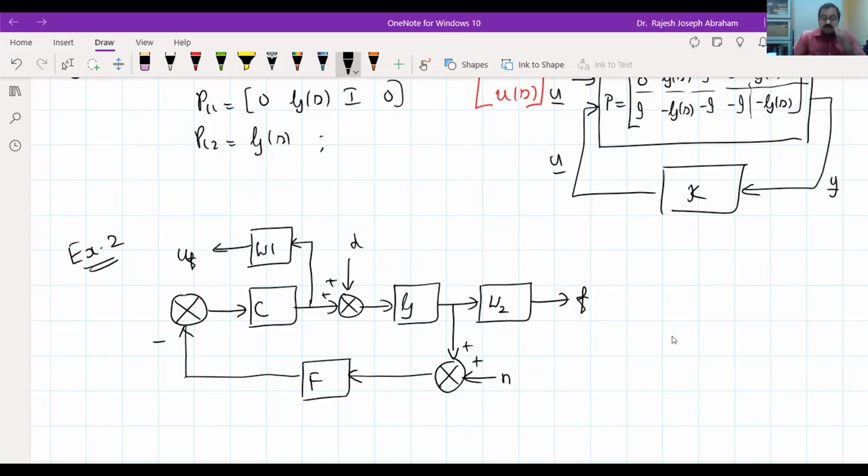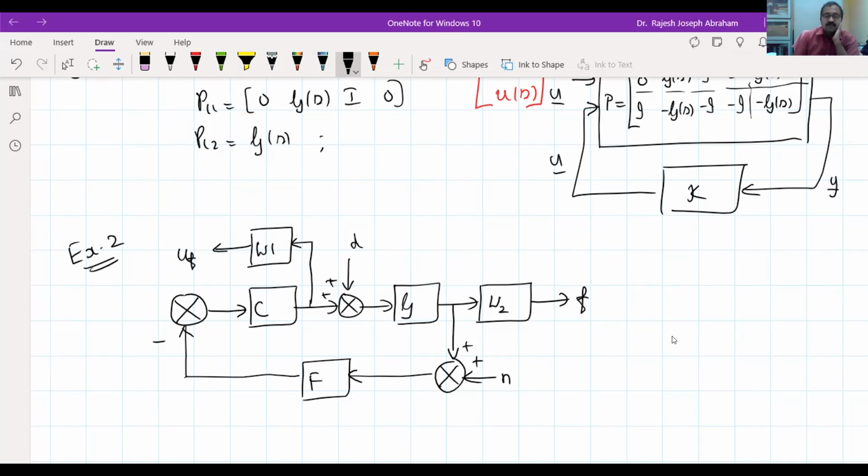So again, we need to convert this into the standard LFT. How to do that? As I said before, we have to cut open the controller, right? C is the controller here. G is the nominal plant. W1 and W2 are weighting transfer functions, and F represents the feedback sensor transfer function.